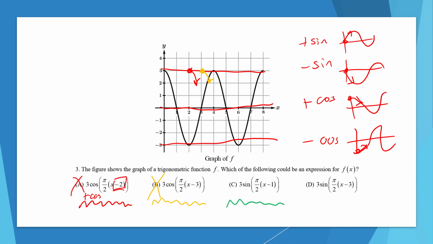C here, this is a positive sine graph, and we're starting at 1. A positive sine would be at the midline going up. That's not the case, so it's not C. And so D here, a positive sine starting at 3, does align with the graph. And so D would be our correct answer there.